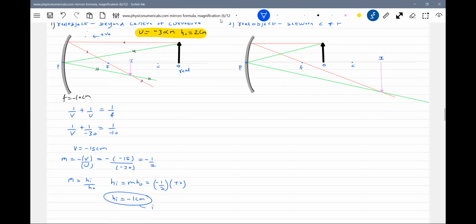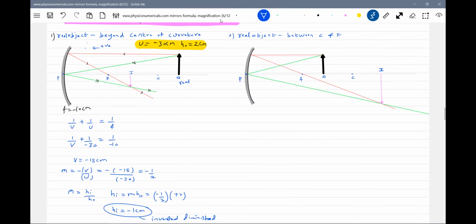What do you mean by negative? Inverted, and diminished. You see the height of the image is less than the height of the object, so it will be diminished here. Now where is the object kept? The real object is kept beyond the center of curvature. Okay, let's come to the ray diagram.